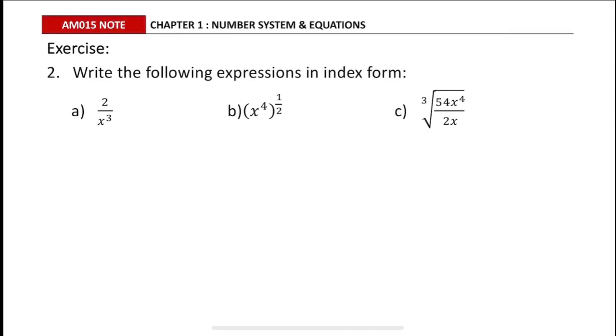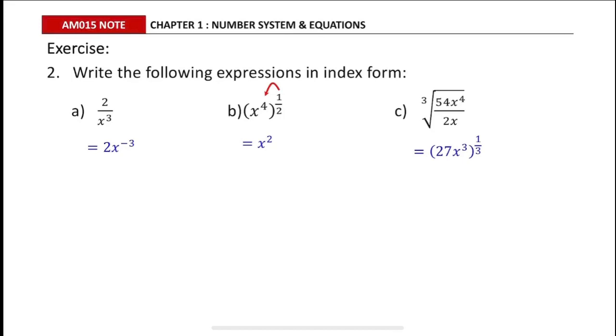For question 2a, we can directly change this expression to index form and the power becomes negative. For question 2b, we use the bracket rule where we multiply the power and we get x squared. For question 2c, we solve the radicand first, which means the expression inside the cube root, and it will become 27x cubed, and change the cube root to power 1 over 3.